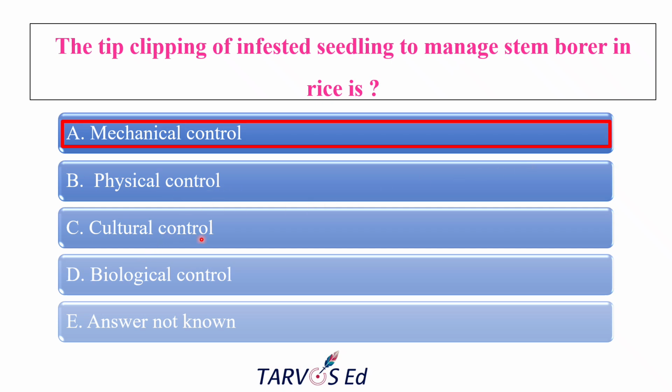Cultural means we are modifying the agronomic practices, so that is no more related to this mechanical control. And biological is where we commonly use living organisms to control the pest. Okay, so the correct answer is mechanical control.